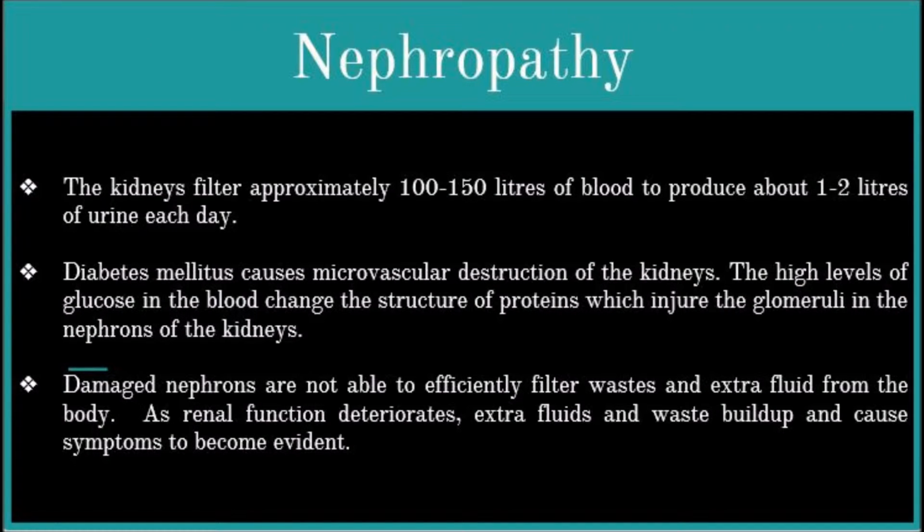The kidneys filter approximately 100 to 150 litres of blood to produce about 1 to 2 litres of urine each day. Diabetes mellitus causes microvascular destruction of the kidneys. The high levels of glucose in the blood change the structure of proteins which injure the glomeruli in the nephrons of the kidneys. Damaged nephrons are not able to efficiently filter wastes and extra fluid from the body. As renal function deteriorates, extra fluids and waste build up and cause symptoms to become evident.